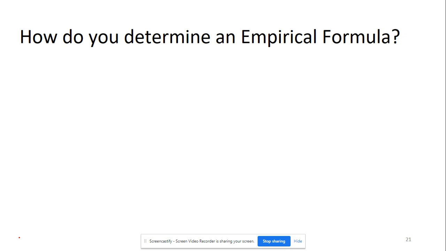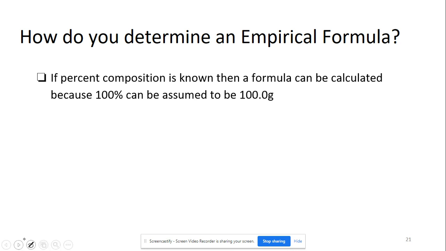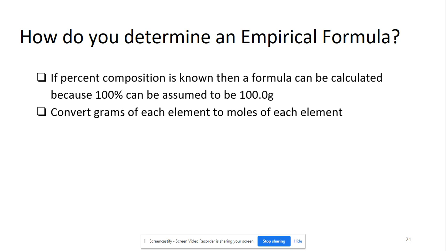There are steps you have to follow in order to determine the empirical formula of a compound. I'm going to go through them one by one and then we're going to do a couple of calculations based on those. If you know the percent composition of a compound, then you can calculate the formula, because if you have, let's say, 100% of a compound, you can say that the 100% is equal to 100 grams. And then the percentages just become the grams in those compounds. It'll become clearer when we actually do a problem.